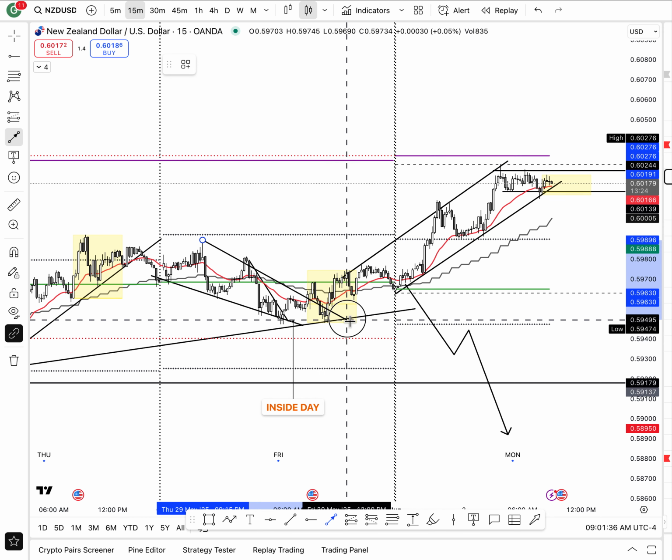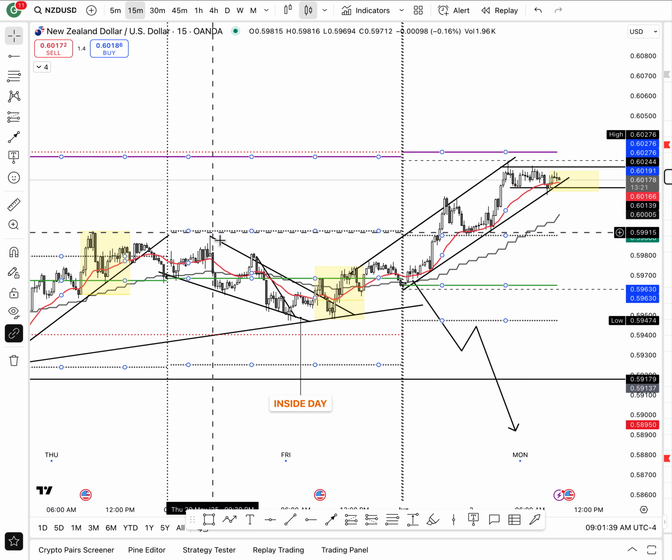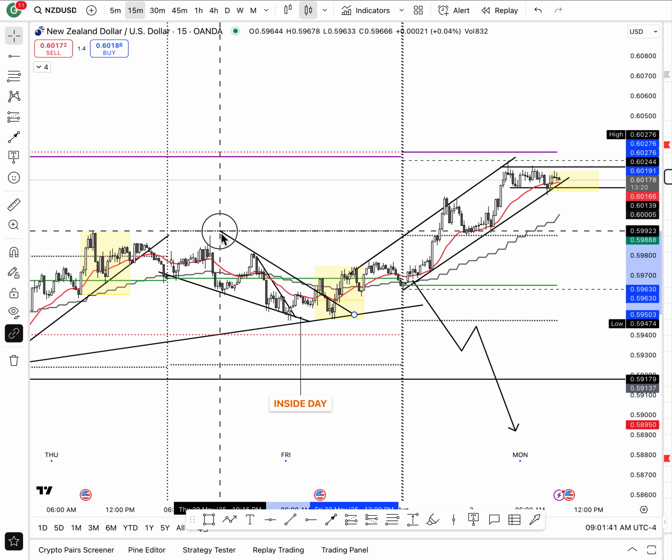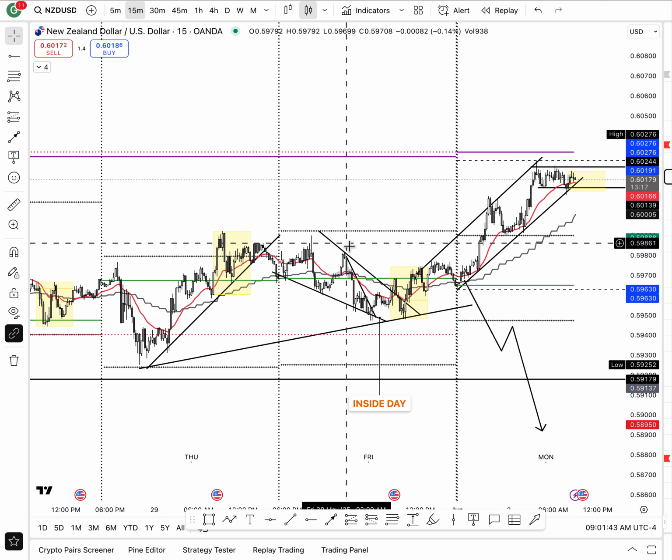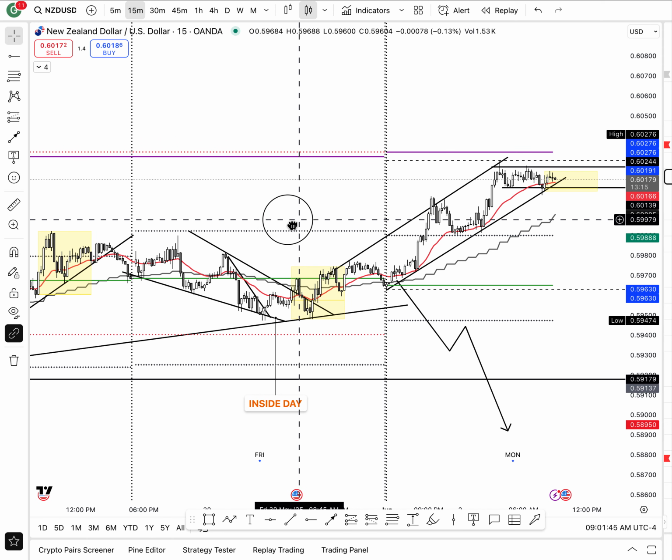So this is a channel, also a bear channel. So channels are always short term. Okay, channels are always short term. We have short term chart channels and long term channels.